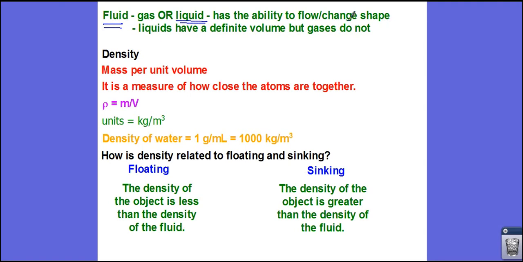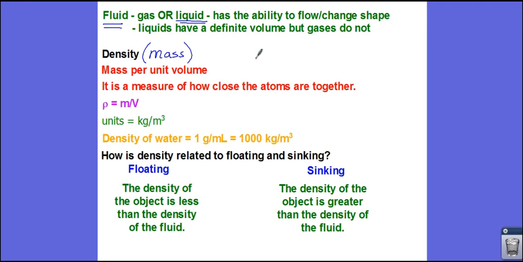Density. Density is your mass per unit volume. It's a measure of how close the atoms are together. Now, we're talking about mass density. Maybe on TV or in a history class somewhere you've talked about population density. It doesn't have to do with how much mass something has. That has to do with how many people are in a certain area. And there's also charge density. But for this chapter, when we use the word density, we are going to be talking about mass density, which is your mass per unit volume. And again, it's a measure of how close the atoms are together.